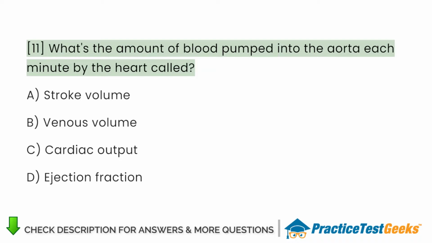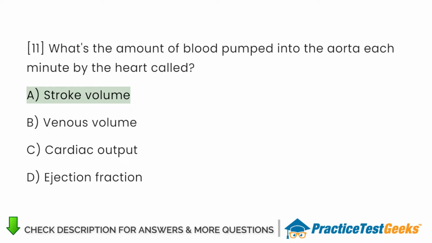What's the amount of blood pumped into the aorta each minute by the heart called? A. Stroke volume. B. Venous volume. C. Cardiac output. D. Ejection fraction.